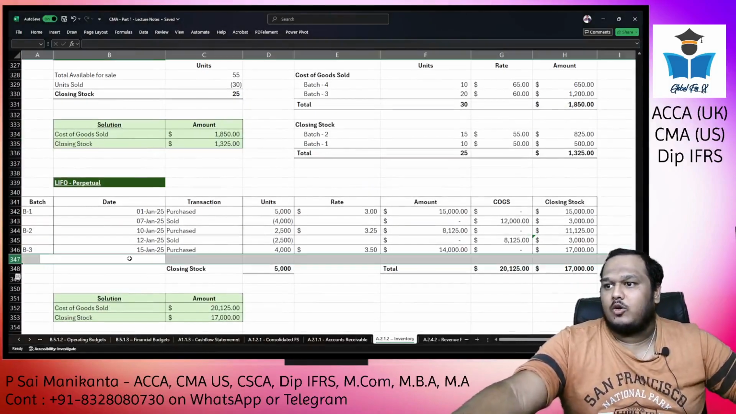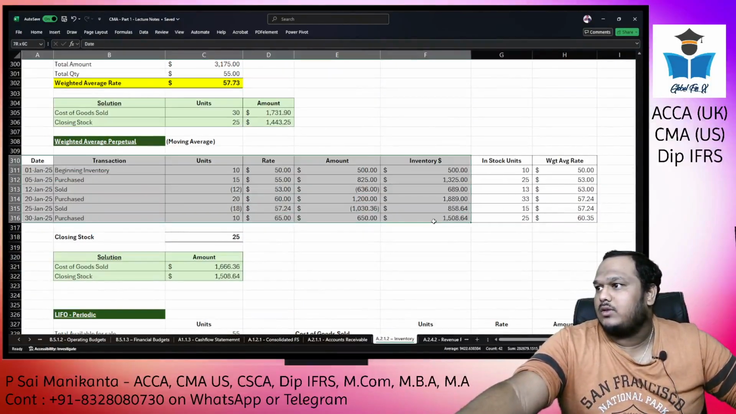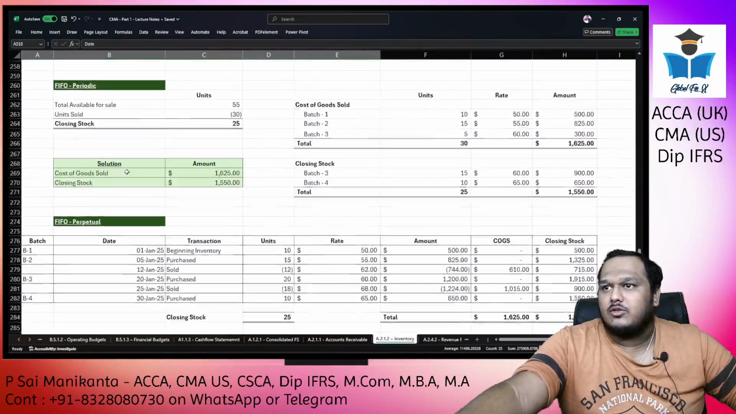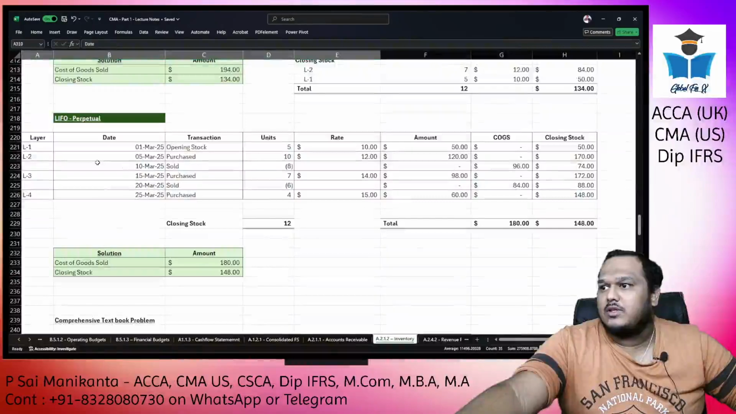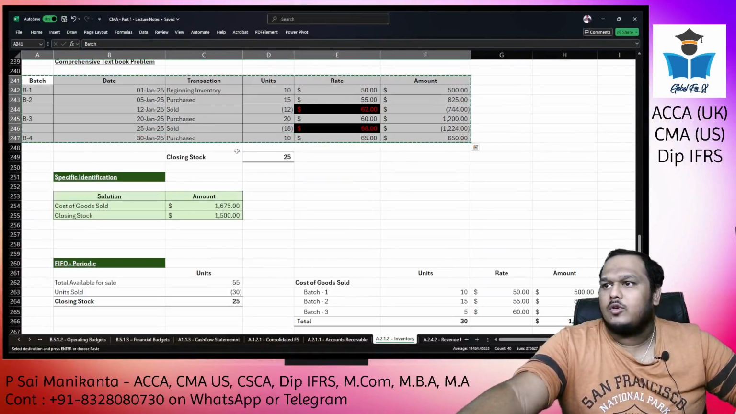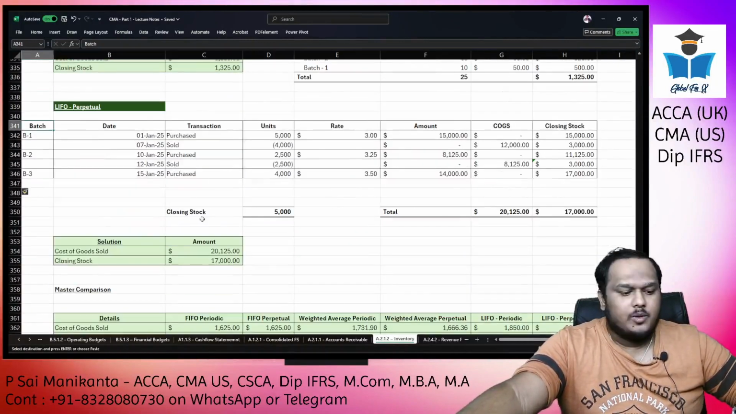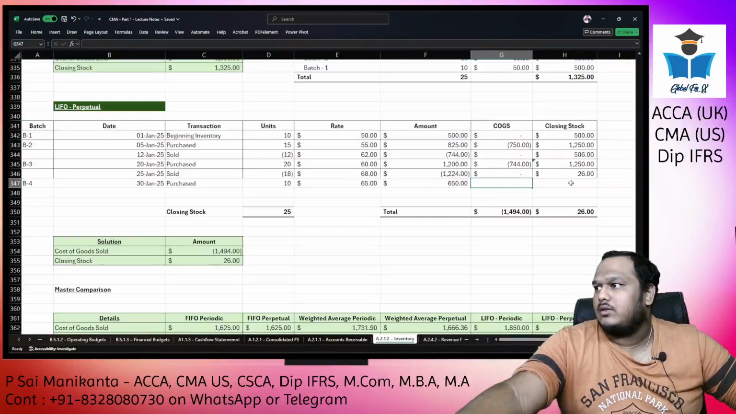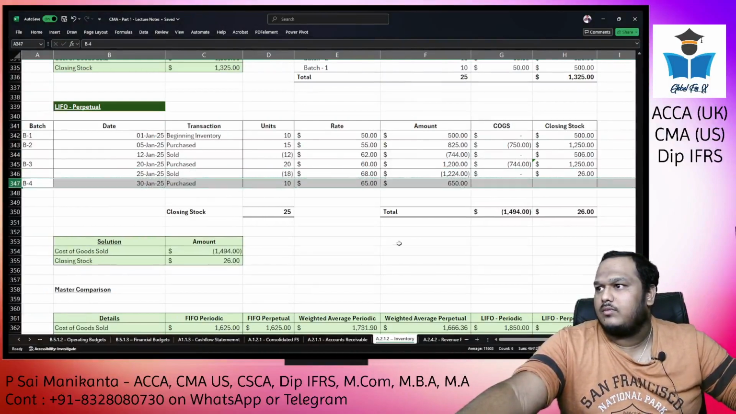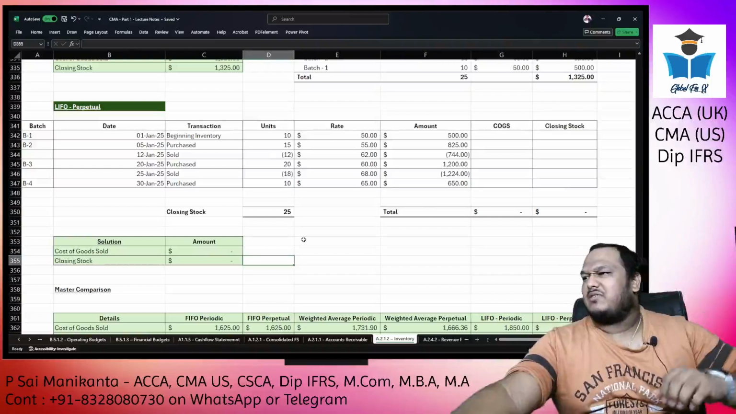Last one, LIFO perpetual. So for that, I'll need to copy the entire stuff from above. So I'll just take this, copy, paste. Oh, I need the batch information also. So I'll just take it from the first question itself. Copy, LIFO perpetual, paste it here. Delete these two. All right. Last and final, let's start.